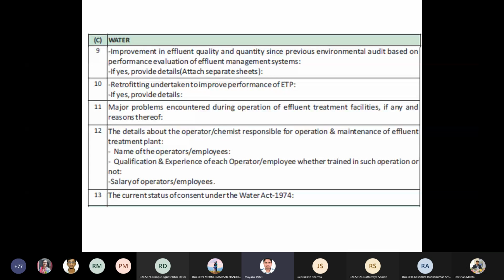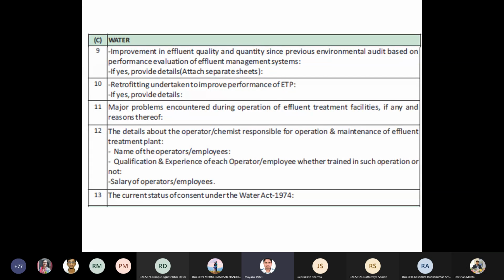Then the next is the water part, continuous point 9. Improvement in effluent quality means what the effluent quality was last year and what it is in this year. If you check and compare these things, and the quality is deteriorating, then you will come to know the reasons, or how well your effluent management system, the EMS, is performing. That also you can check.